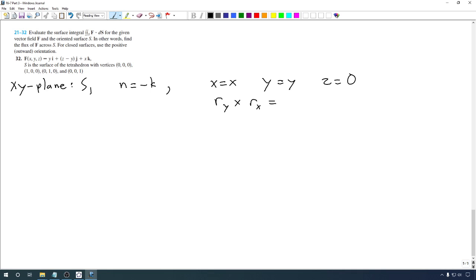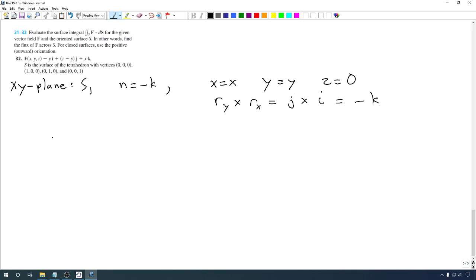r sub y, of course, when you differentiate (x, y, 0) with respect to y, this goes to 0, that's still 0, that comes to 1. In other words, we get j for r sub y. r sub x, for very similar reasons, is i. And j cross i is negative k. So essentially, we have a nice enough region here where our parameterization is very simple. It's exactly what we normally expect. We just have to pay attention to the particular direction that we're going through that surface.